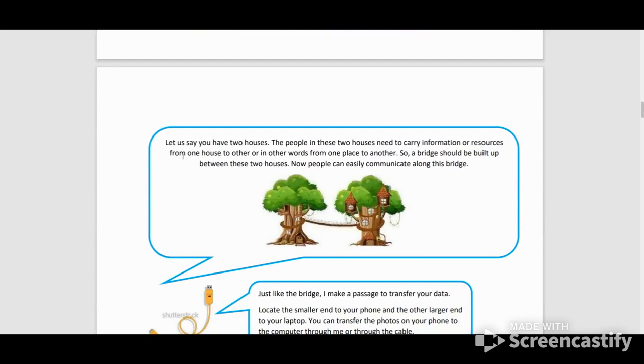I will explain more. Let us say you have two houses. The people in these two houses need to carry information or resources from one house to another, or in other words, from one place to another place. So, how do you do it? A bridge should be built between these two houses. Now, people can easily communicate along this bridge.